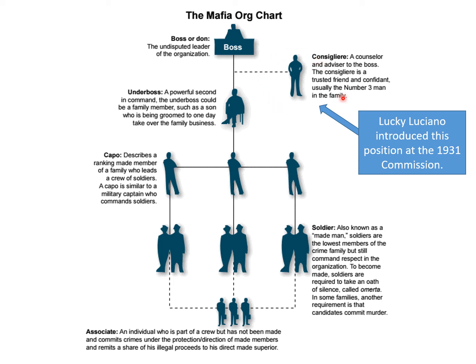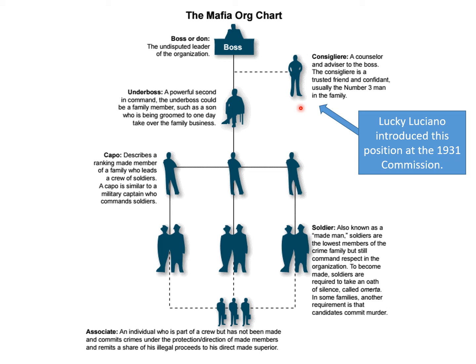On the other side here, we have the consigliere, who is basically the counsellor, the advisor, and tends to be a trusted friend and a confidant. Normally they become the number 3 man in the family, so they are the third most powerful person within this group. This particular role was introduced by Luciano when he introduced the commission in 1931. Up to this point it had existed in some ways, but it tended not to be something every family had, and it wasn't particularly well organised.